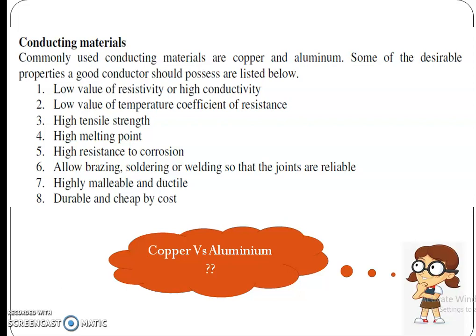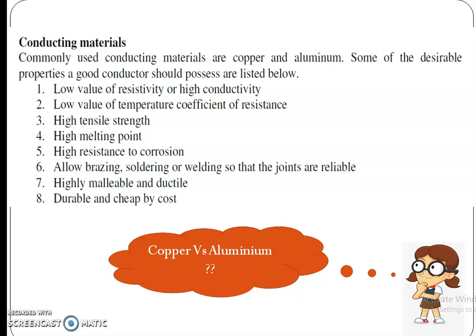And it should allow brazing, soldering and welding so that joints are reliable. For electronic systems we use soldering, for larger systems we use welding and brazing, and even for small specific things we use brazing. So these things should be possible on the conducting material. But compared to aluminum and copper, there is a variation. We shall study that, the difference between aluminum and copper.